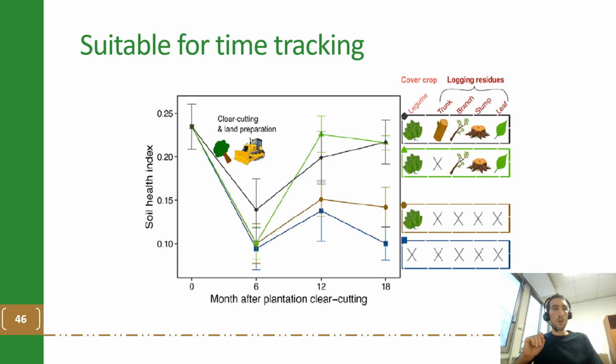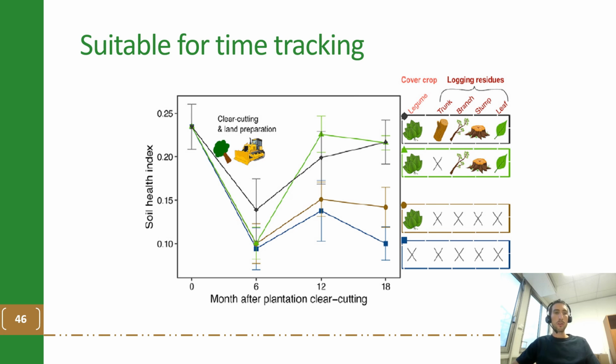The Biofunc tool can also be used to monitor plots over time. Here you can see a graph showing the soil health index as a function of time. These measurements were taken on a rubber plantation in Ivory Coast. The T0 measurement corresponds to the control. A few months after this measurement, the trees were completely felled and replanted. Subsequently, a new soil health index measurement was taken every 6 months.